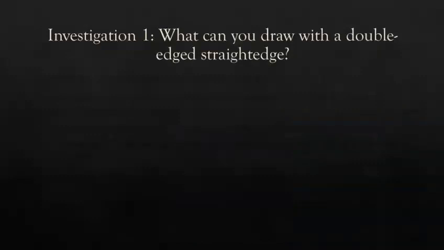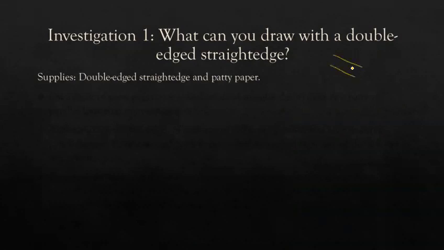Our first investigation will be, what can we draw with a double-edged straight edge? So a double-edged straight edge is just a tool, possibly like a ruler, where both sides are going to be very straight and parallel to each other. So you need a double-edged straight edge and maybe some patty paper.